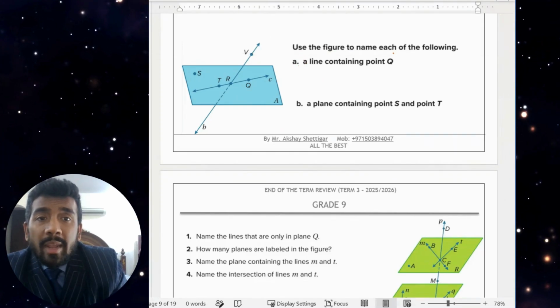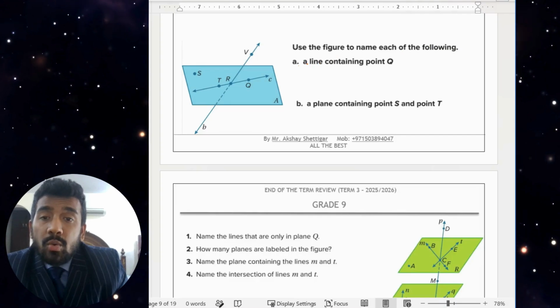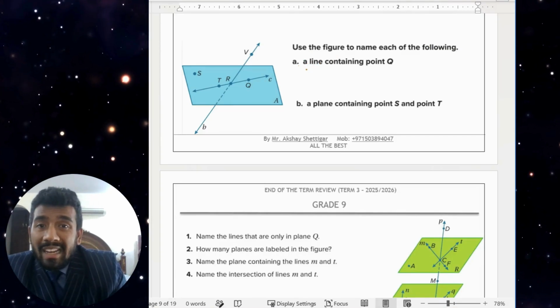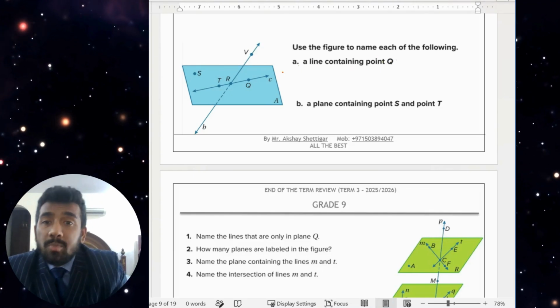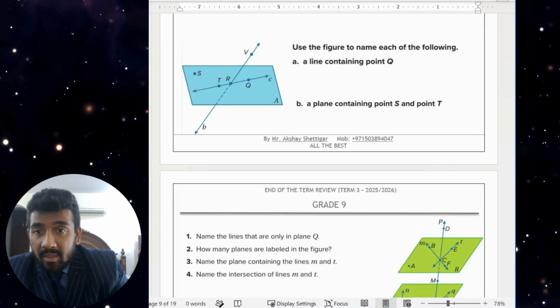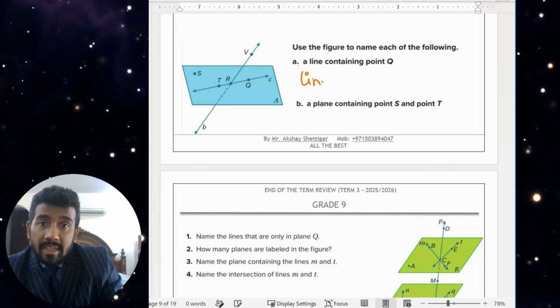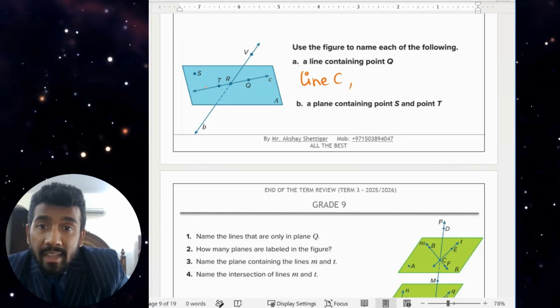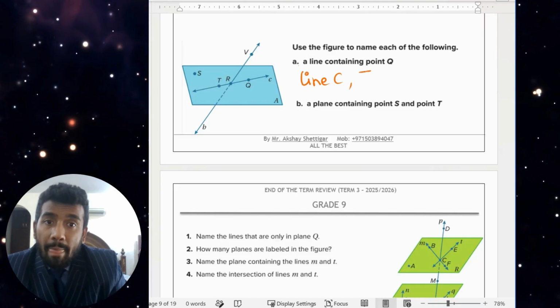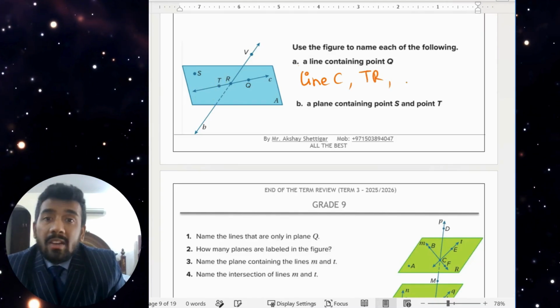Use the figure to name each of the following. So you need to name each of the following. First one, a line containing point Q. Where is point Q here? So this is the line. I can say line C. Or you can also say line TR or RT or RQ, taking 2 points.